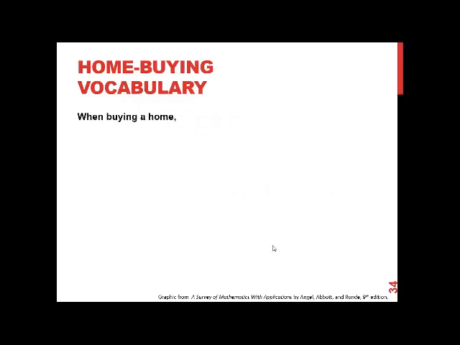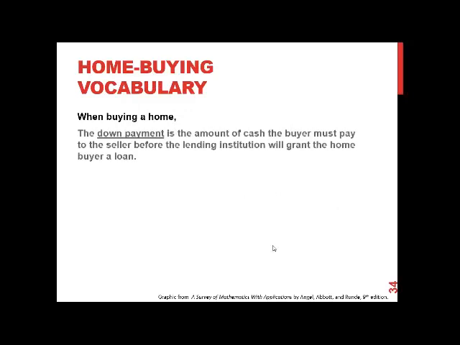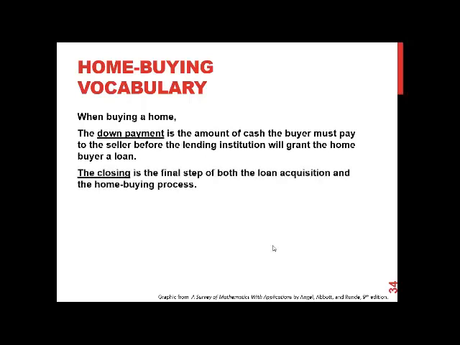So, some vocabulary to know when buying a home. The down payment is the amount of cash that the buyer must pay to the seller before the lending institution will grant the home buyer a loan. The closing is a session. It's the final step of both the loan acquisition and the home buying process, at which point you will wear out 2 or 3 pens signing your names to 1,000 different forms.